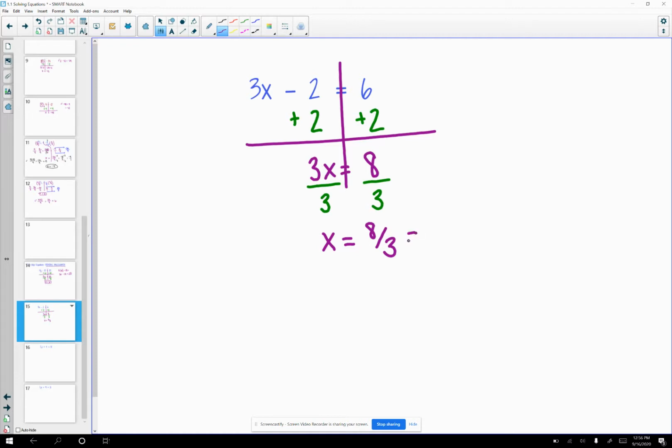And if you went a step further and said, okay, I know 3 goes into 8 2 times with a remainder of 2, and you wrote your answer as a mixed number, awesome. Both of these are good answers. Okay, both fractions are simplified, and I am okay with an improper fraction as your final answer. Do not be afraid of fractions. We love them. All numbers are beautiful.